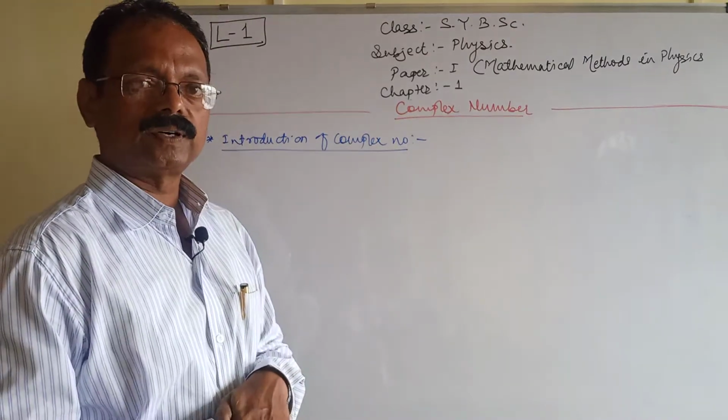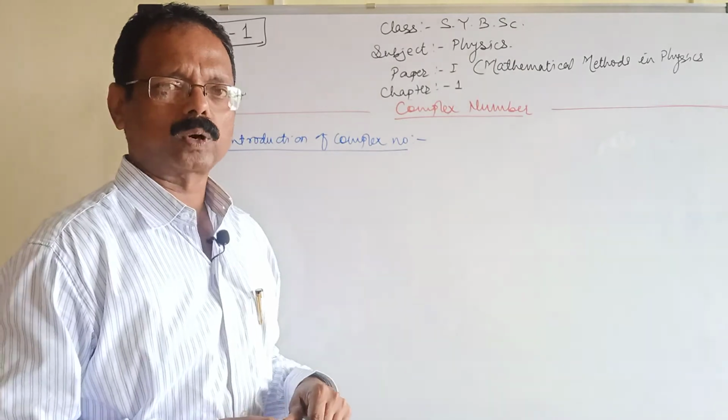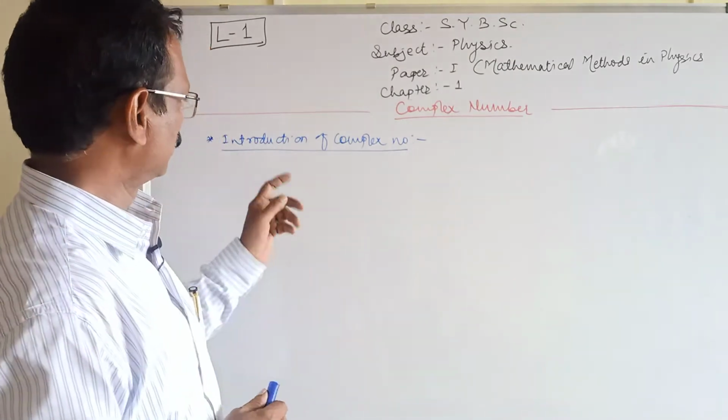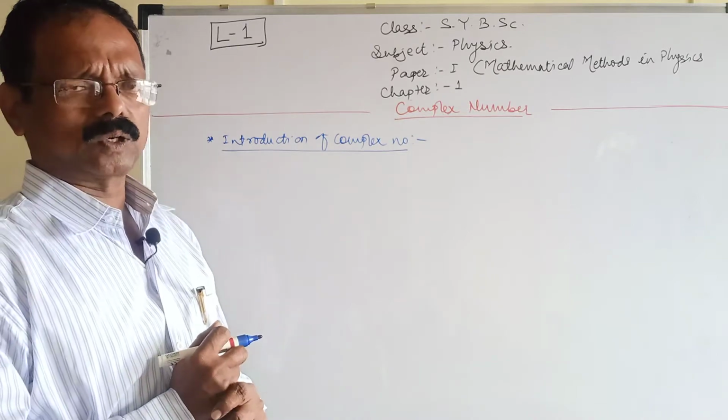We are going to start the first chapter. It is complex numbers. We have to take three or four articles from complex numbers. This is the first chapter. So what is the introduction of complex numbers? We know what a complex number is.